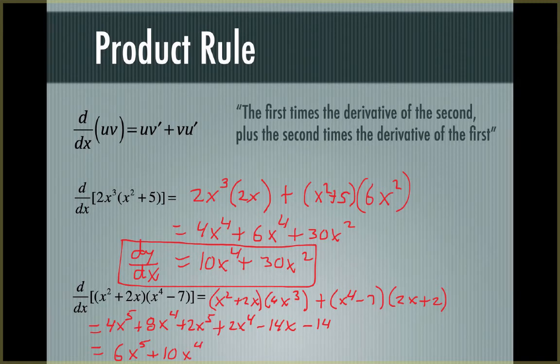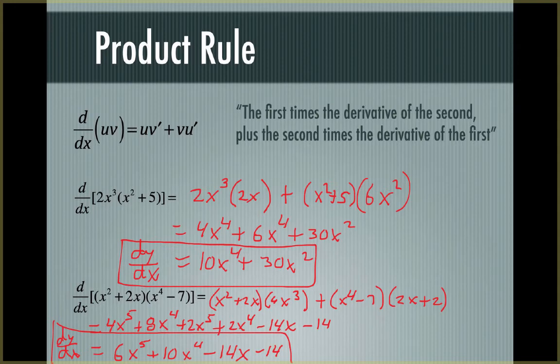We have a negative 14x and a minus 14. So dy/dx is 6x to the 5th plus 10x to the 4th minus 14x minus 14. That is demonstrating how to do the product rule.